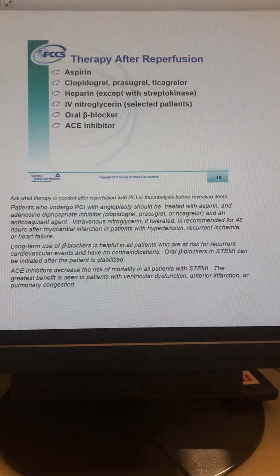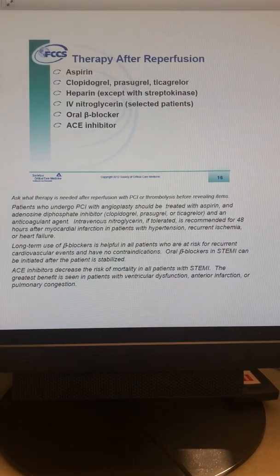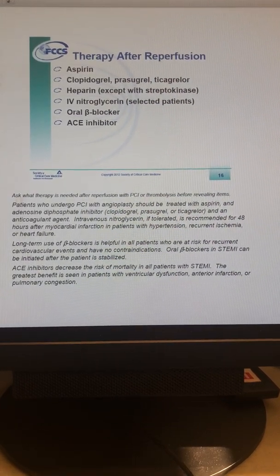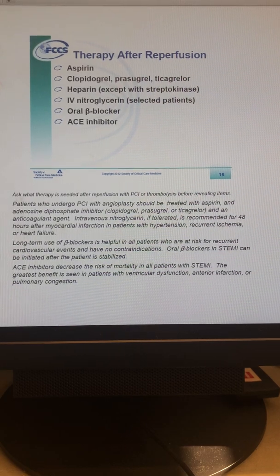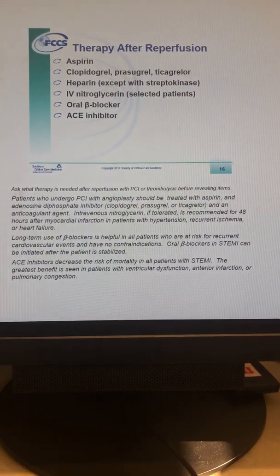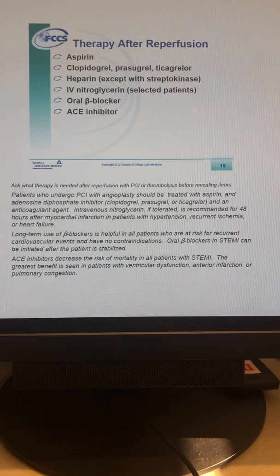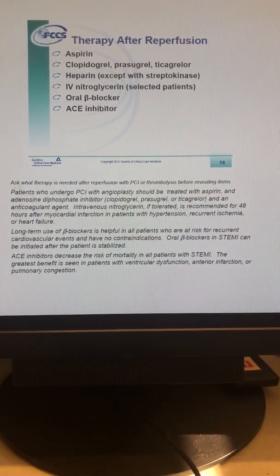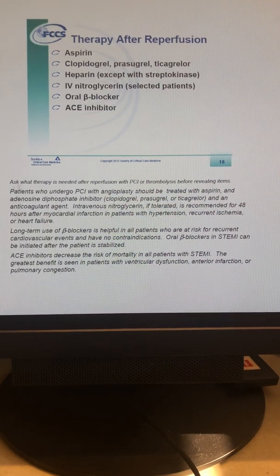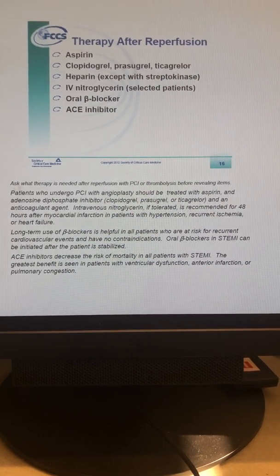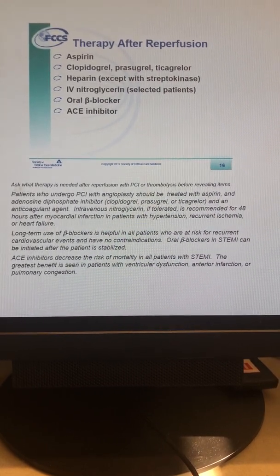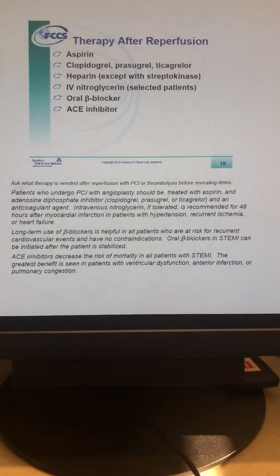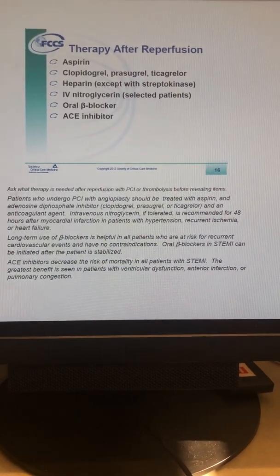Heparin potentially, IV nitroglycerin potentially. We give them beta blockers if they're not bradycardic or in shock. We give them ACE inhibitors if they're not in shock. So these are the things you expect to see your patients on after stenting, after heart cath. The majority of the time, their heparin will be stopped by the cardiologist, but sometimes they keep them on if they have persistent pain.